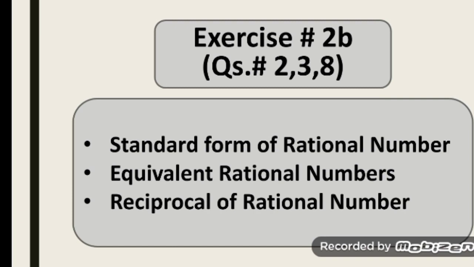So in this lecture we have discussed standard form of a rational number, equivalent rational numbers and reciprocal of a rational number. You will solve the questions 2, 3 and 8 which are related to these topics. Here question 2 is related to standard form. Question 3 is related to equivalent rational numbers and question number 8 is related to reciprocal of rational number. To solve the remaining questions of this exercise 2b, watch the next part of this lecture very carefully.